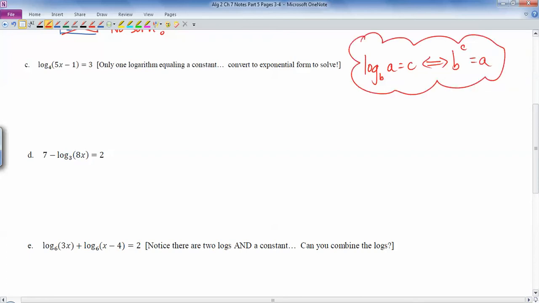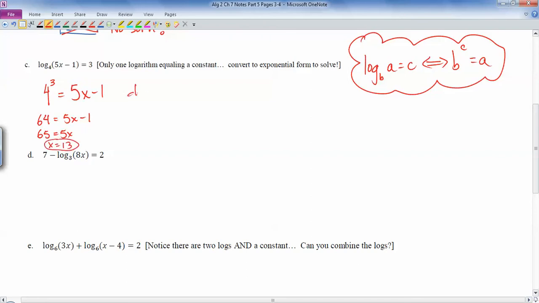That's the key. All right, so if we rearrange this guy, it turns into b, which is 4, to the c, which is 3, equals a, which is 5x minus 1. Now 4 cubed is 64. If I add 1 to both sides, I get 65 equals 5x. And that means that x ends up being 13.